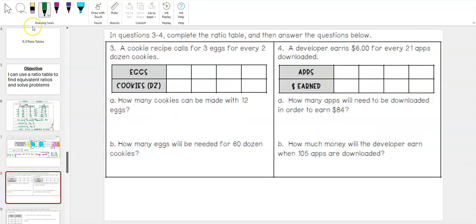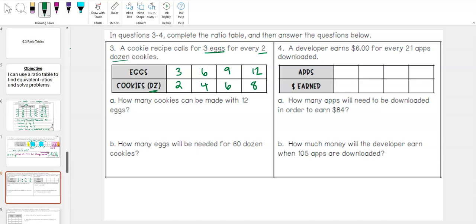Okay, a couple more. We're going to complete the ratio tables and answer the questions. A cookie recipe calls for 3 eggs for every 2 dozen cookies. 3 eggs for every 2 DZ is dozen cookies. So I'm going to fill in my table. 3, 6, 9, 12, 2, 4, 6, 8.